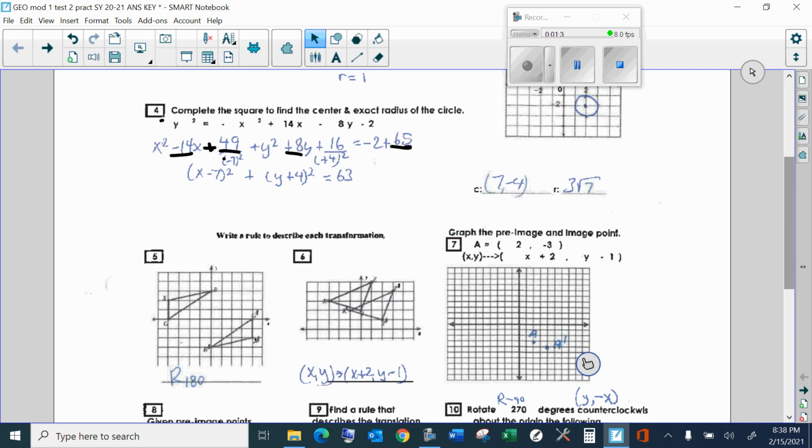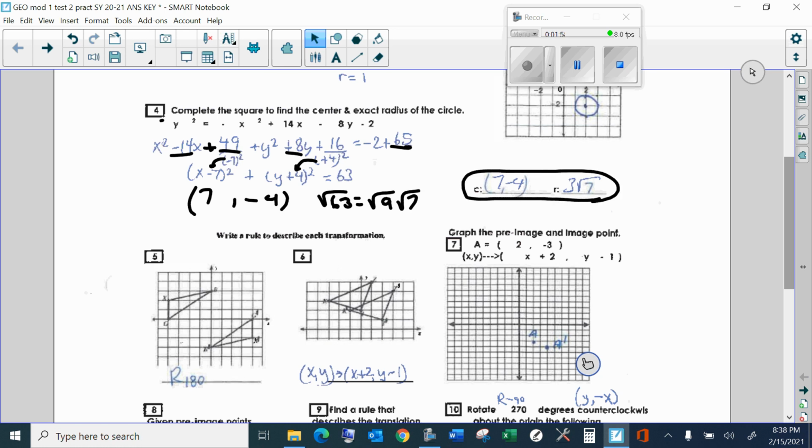And then I can just drop those right on down into there. So I have x minus 7 quantity squared plus y plus 4 quantity squared equals 63. 65 minus 2 is 63. So then I go ahead and do the opposite for the center, and square root of 63 breaks down to 9 times 7, which is 3 root 7. You must simplify the answer.